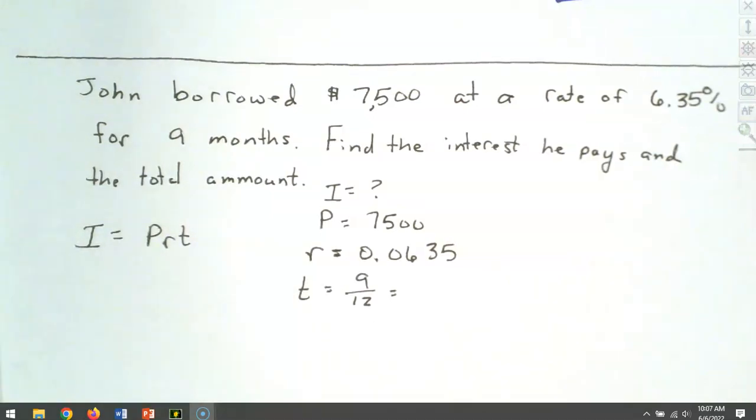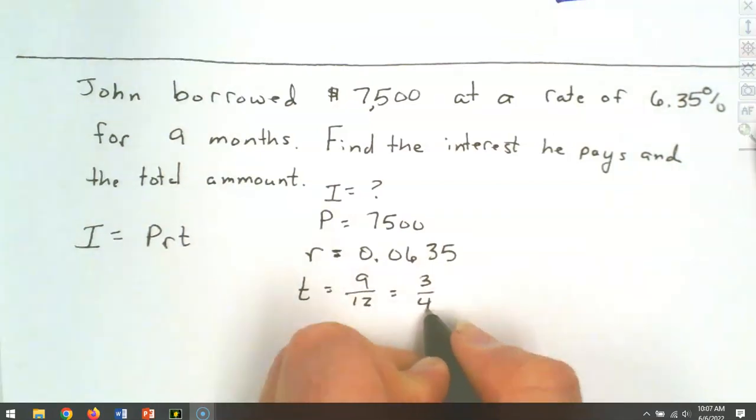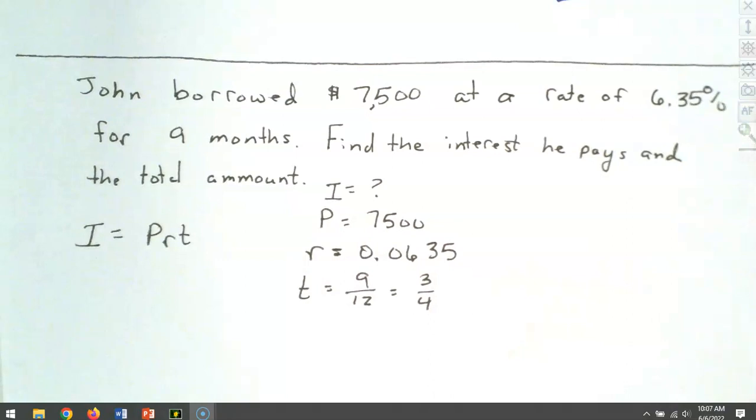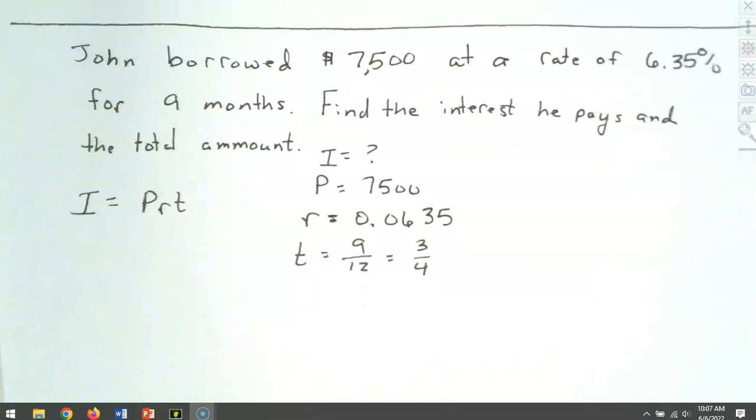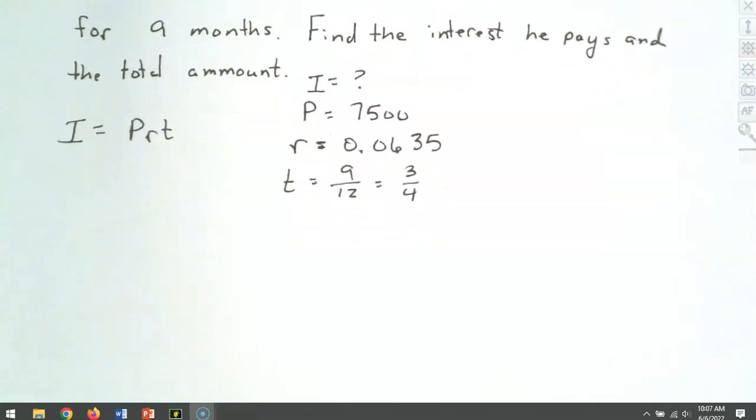So I could actually reduce that down to 3/4 if you want it, or you could leave it as it is. Doesn't matter. We're not going to make that a decimal until the very, very end. This one, it wouldn't matter. But on these, you never want to turn it into a decimal until the very, very last step. If you do it too early, you'll end up being off by a little bit.